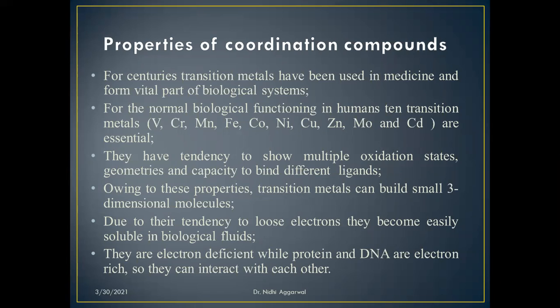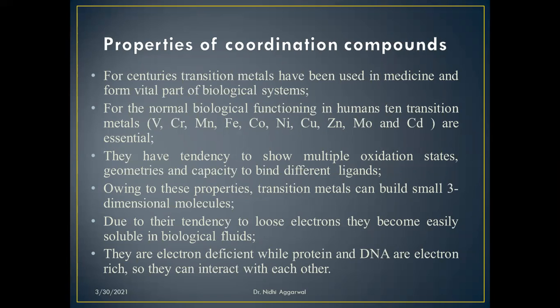Then there are 10 transition metals, that is vanadium, chromium, manganese, iron, cobalt, nickel, copper, zinc, molybdenum and cadmium, which are vital and form an essential part of normal biological function in humans. Why? Because these transition metals have a tendency to show multiple oxidation states, different geometries, and they are able to bind to different ligands in these different oxidation states.